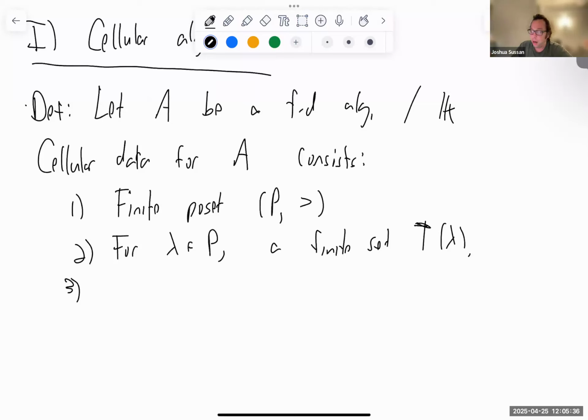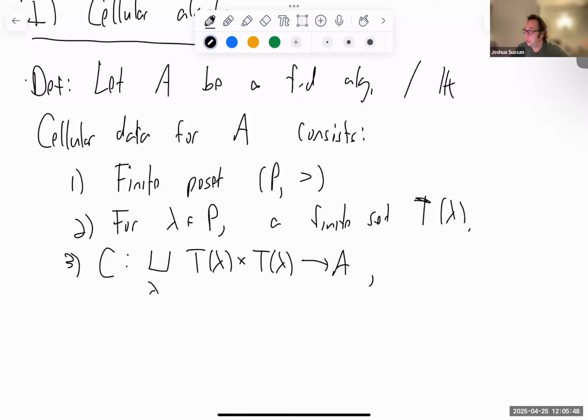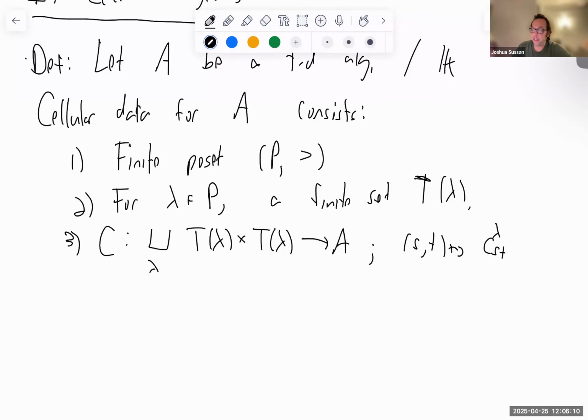And then three, a function which goes over the Cartesian product of these finite sets to our algebra A, where an element (S, T), so S is in this finite set and T is in this finite set, goes to an element C_ST^lambda. Okay, and sorry, I'm learning how to use my pencil here. And so this is cellular data, and this data satisfies the following.